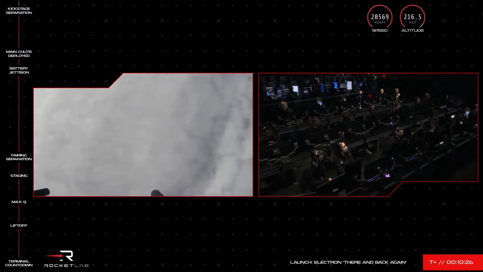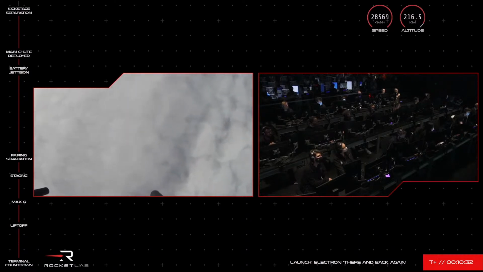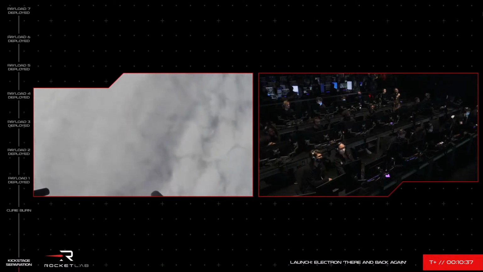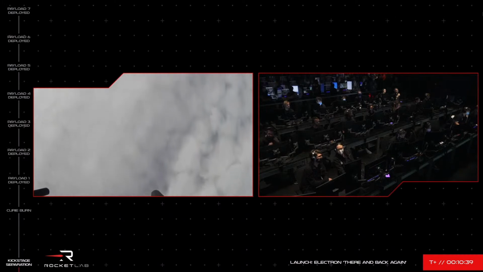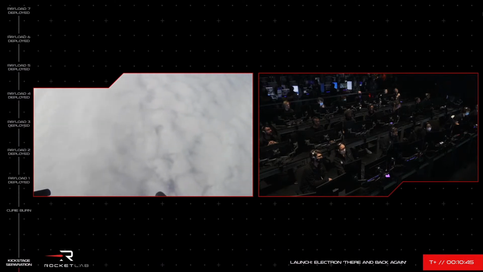You see it on the screen there. The Rutherford engine on Electron Stage 2 has successfully shut down, and Stage 2 and the kick stage will have cleanly separated. The kick stage will now enter what we call a coasting phase while it's in an elliptical orbit before its Curie engine ignites and propels it into its sun synchronous orbit, where we will deploy the satellites.